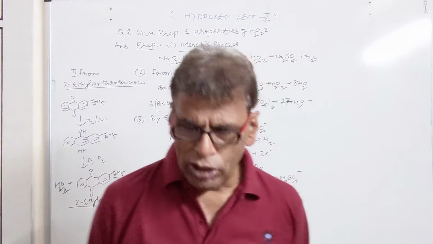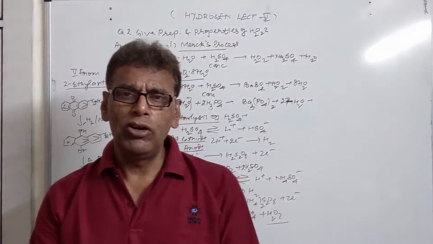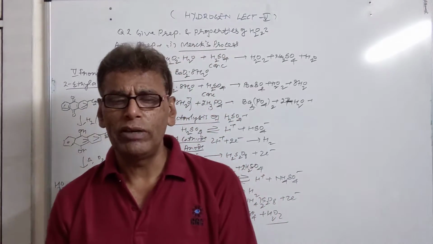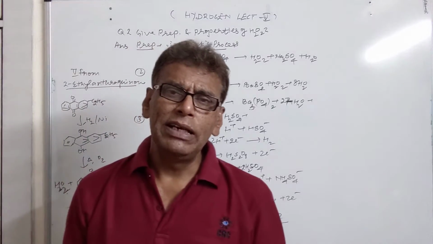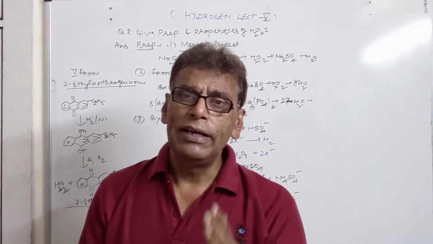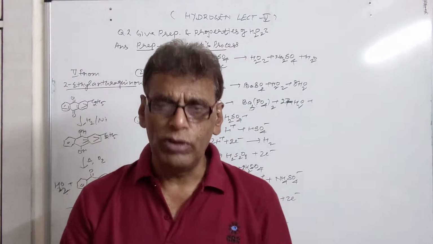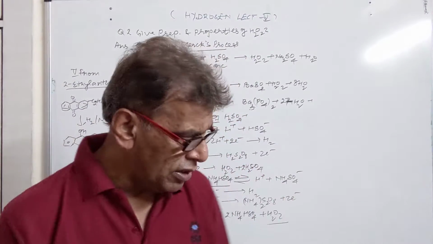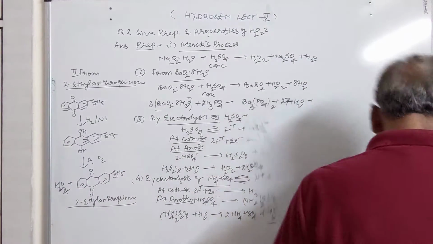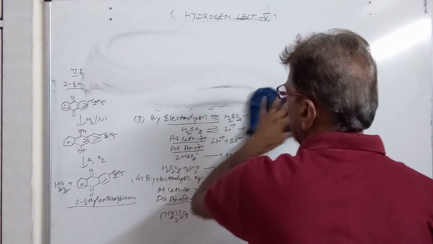Then we have the second, the volume method. We have already discussed it. We have the volume strength of the H2O2. Suppose I say 10 volume, 20 volume, 30 volume, 40 volume. What does it mean? It means that 1 liter of this sample, when it decomposes, will produce 10 liters of O2 gas. In 20 volume, it will produce 20 liters of O2 gas. In 30 volume, it will produce 30 liters of O2 gas.